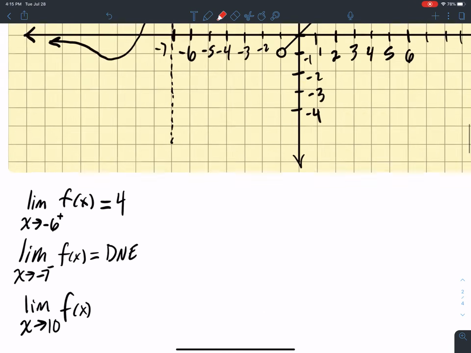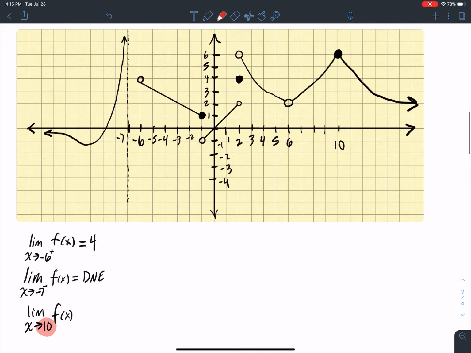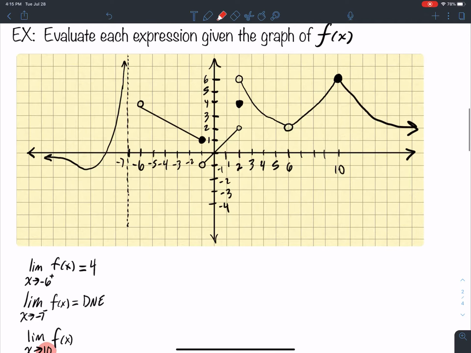Next up, we have the limit as x goes to 10. So this is a regular limit. It's not from the left or the right. As x goes to 10, I need to look from the left and the right also. So how do I do this? Well, I like to use my little handy arrow to help me out. So I'm going to move this little guy around. So it looks like it's heading up to 6 on the right. And then I head up to 6 on the left. So it looks like that this limit exists. And this limit is 6.